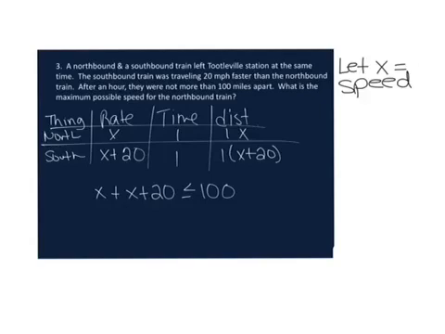The time is after an hour. They were not more than 100 miles apart. So the time is 1. The distance is the rate times the time. So 1x for north and 1 times x plus 20 for the south. They were not more than 100 miles apart. So this is actually an inequality, less than or equal to. Distances get added. Because I'm multiplying by 1, I can just write x plus 20 is less than or equal to 100.